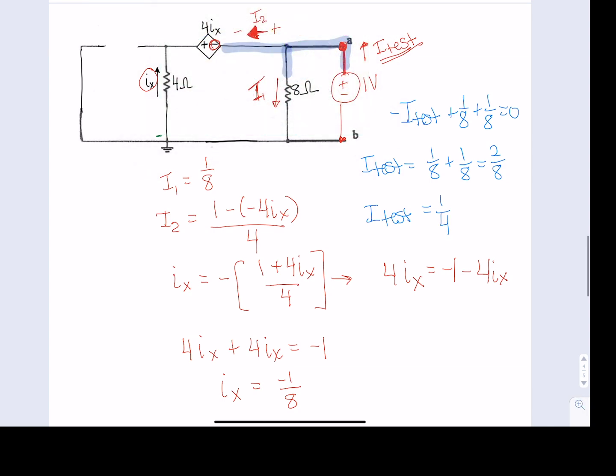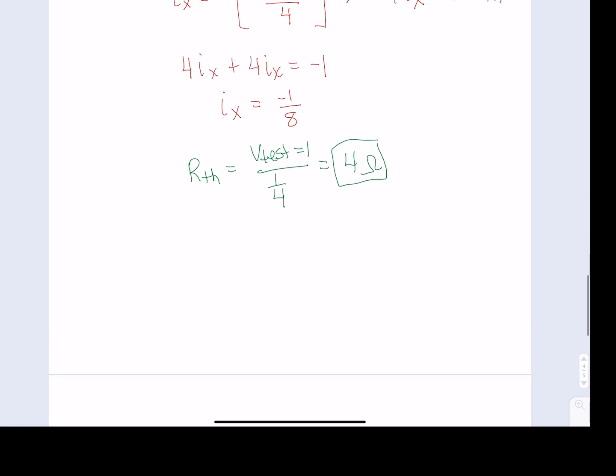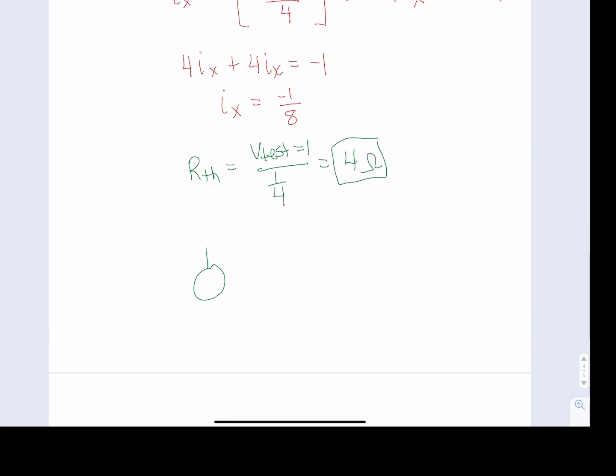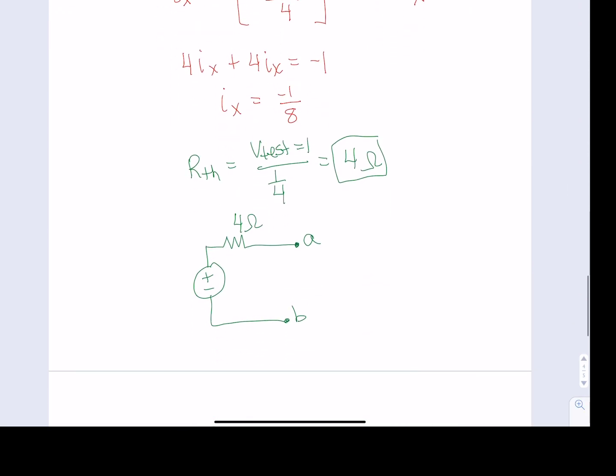So now my RTH is going to be the voltage V test, which I set as 1 volt, divided by that 1 over 4. And so that gives me 4 ohms as my resistance. So redrawing this, I have that voltage VTH, and that's connected to the B side. My resistance gets connected to the A side, and that's 4 ohms. And my VTH was 4 volts. And that is my equivalent Thevenin when I have a dependent source in it.